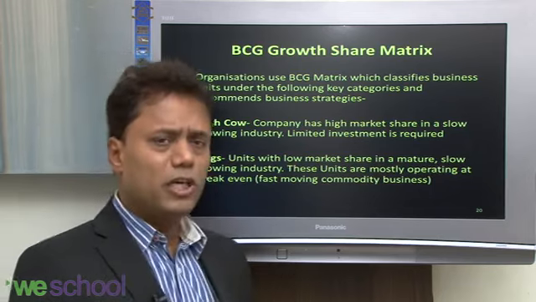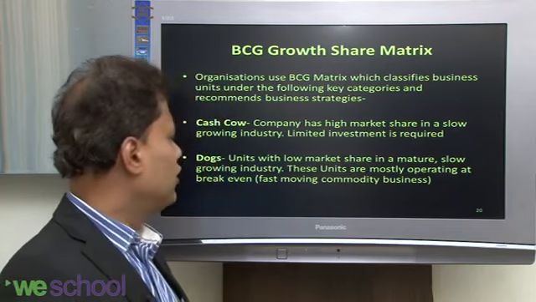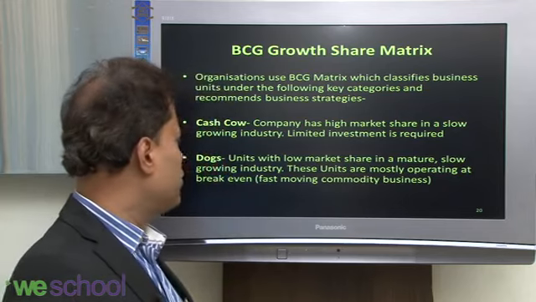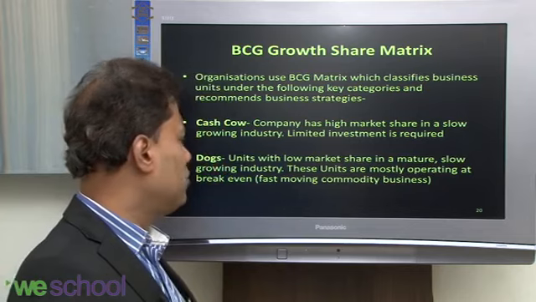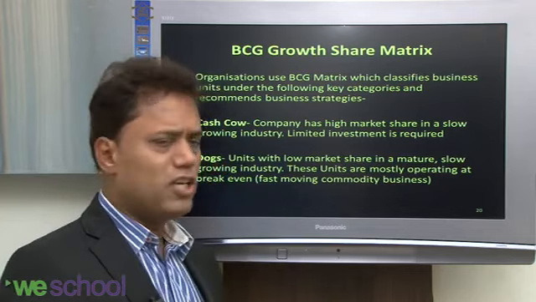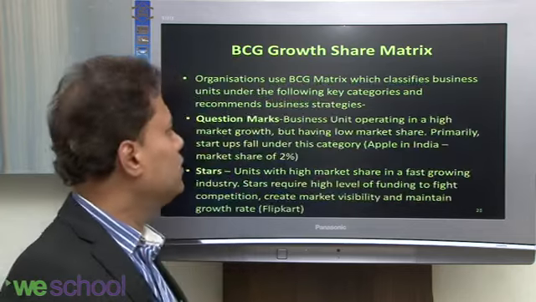Dogs: this is a commodity market, which I said, with low market share in a mature, slow growing market. These units are mostly operating at break even, a fast moving commodity business.